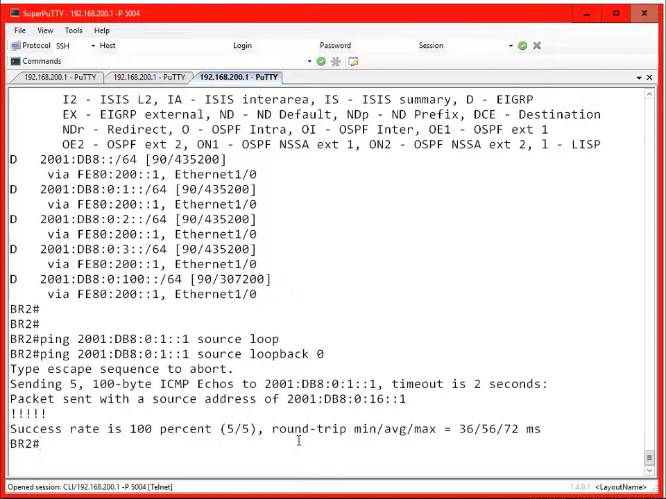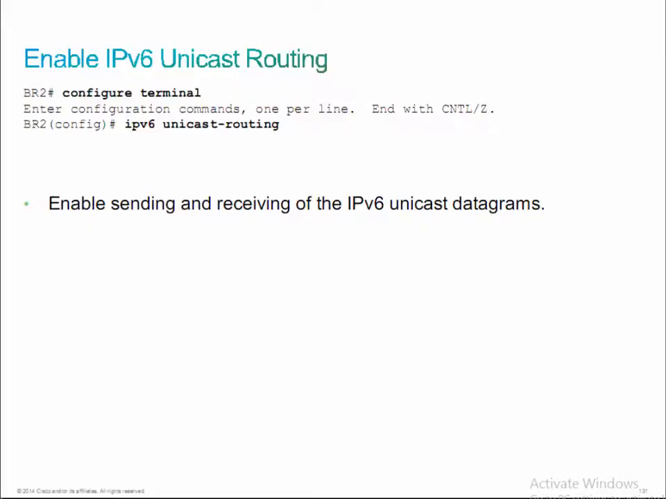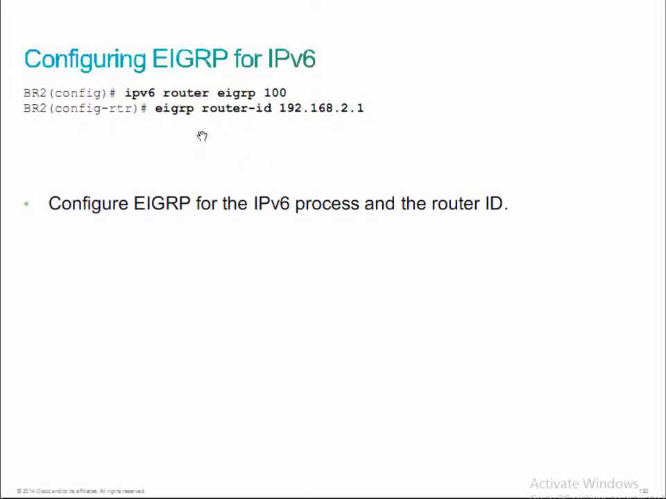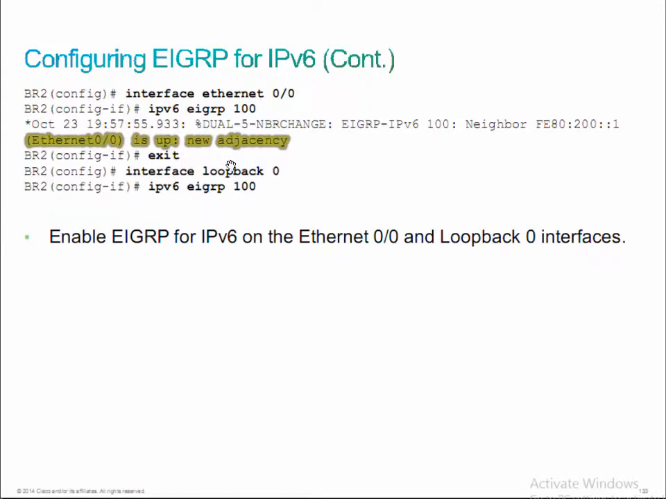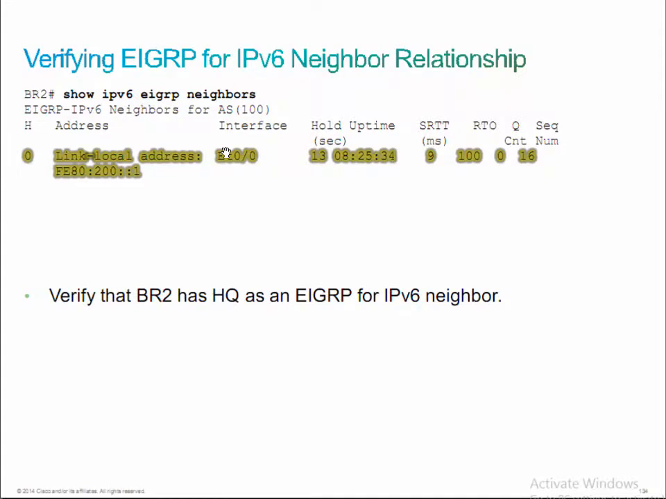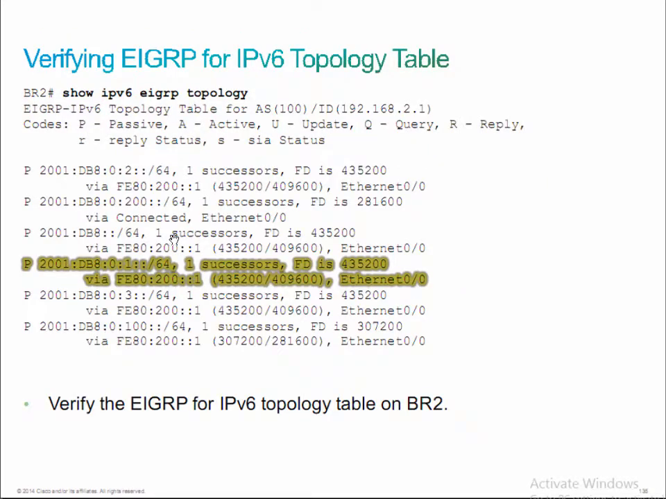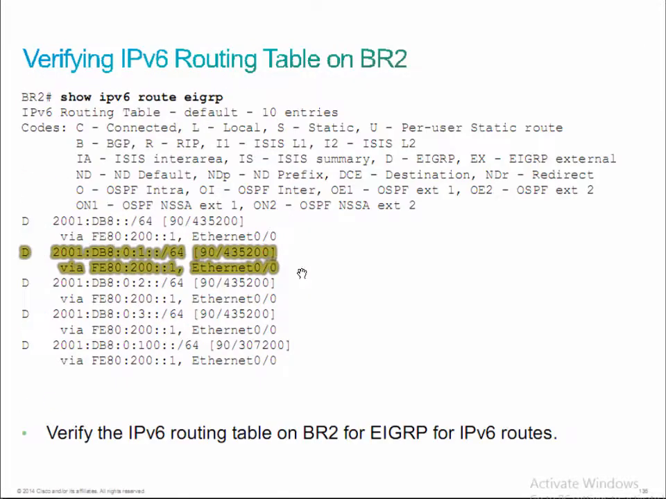All right. So let's take a look at how we can configure summaries in EIGRP for IPv6 as well. There's the command that we use to set our router ID, 192.168.2.1 in this case. These are the commands that allowed us to enable EIGRP directly on the interfaces. And then finally, neighbors, how to verify our neighbors, topology table, feasible distance, successor, all those concepts remain the same. And this is our routing table.